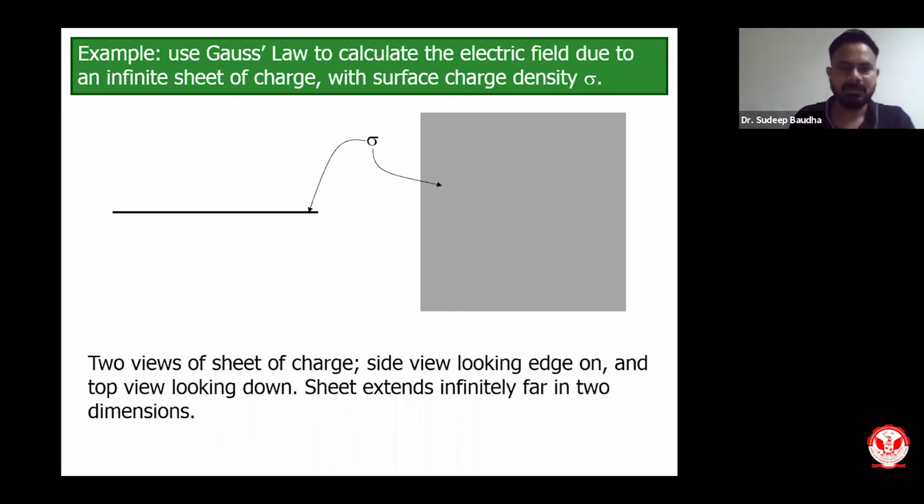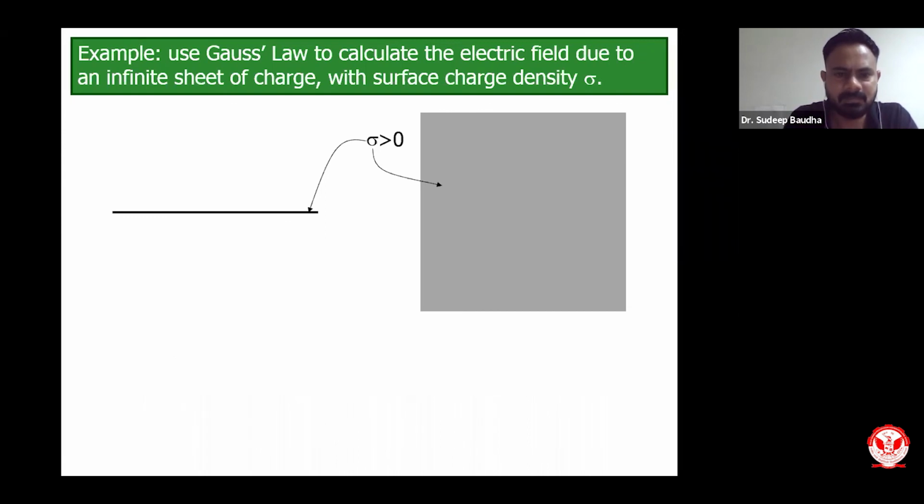So you can see this is considered infinite, it is not finite in nature. You can see it from the side, and if you see from the top, we have this. Both have sigma as surface charge density. We are about to calculate what the electric field will be at a point. That point can be R, L, whatever it is.